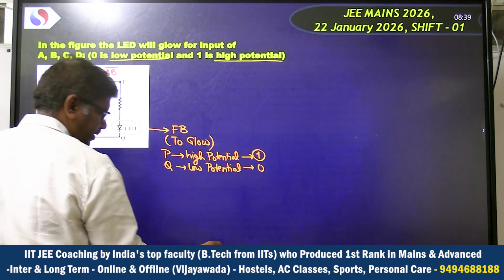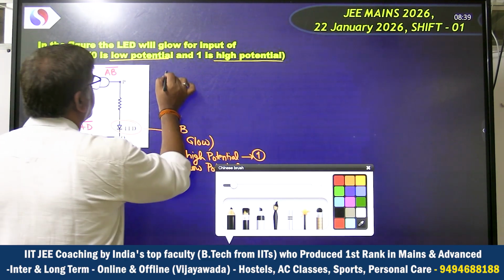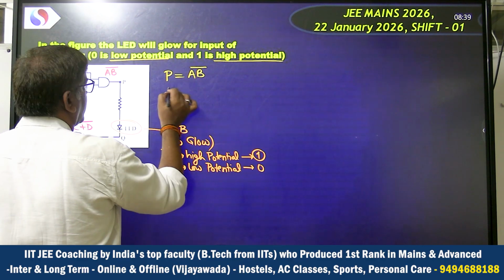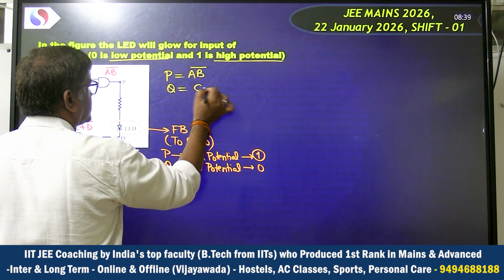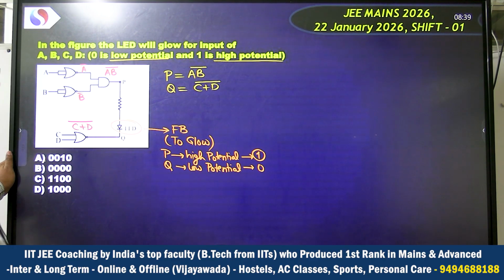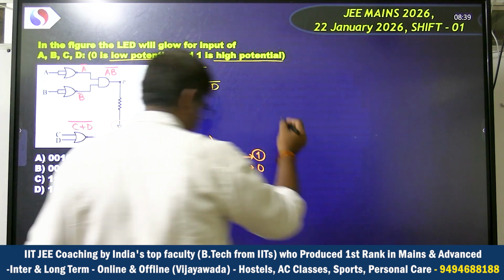Here P is given by AB bar and Q is given by C plus D bar. Alright, so let's make the table.